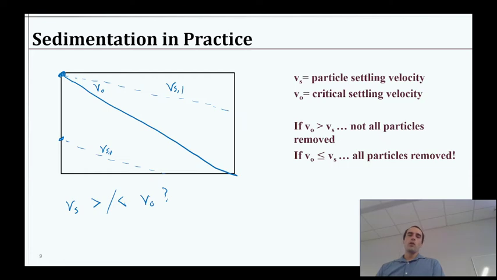So if the V naught is faster than the particle, not everything's going to settle. Or you could rewrite that, if Vs is smaller than V naught. It's just a difference in speed, right? If it's going down slower than what we designed for, it's not necessarily going to be removed. We will notice, though, there's probably some portion of them that will be removed.